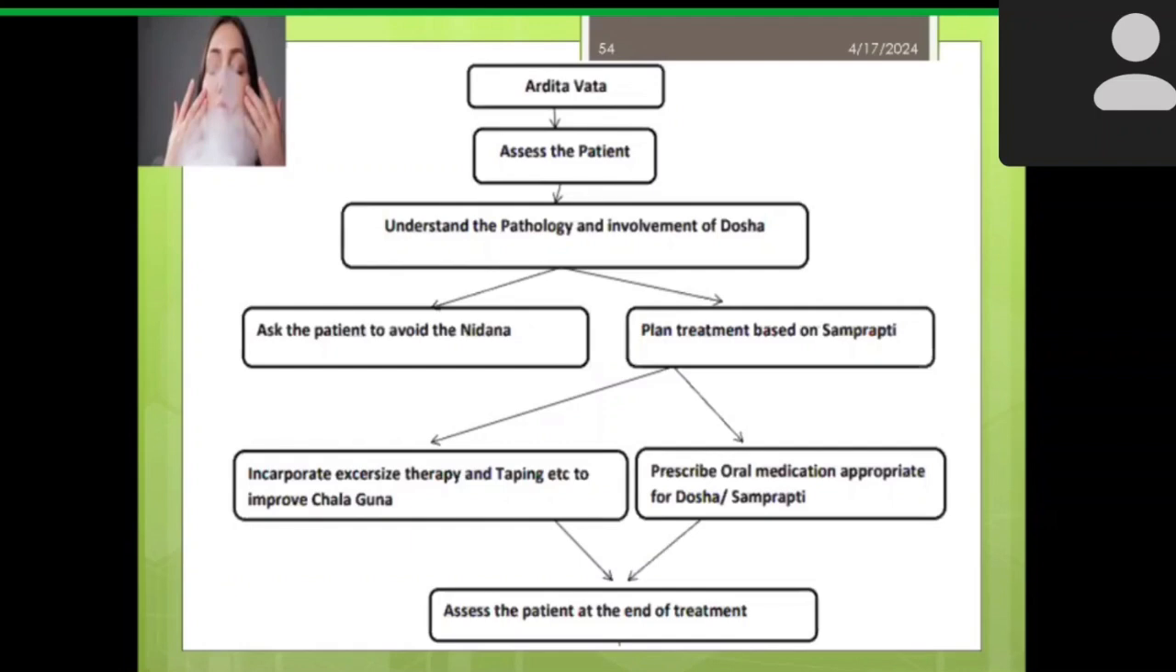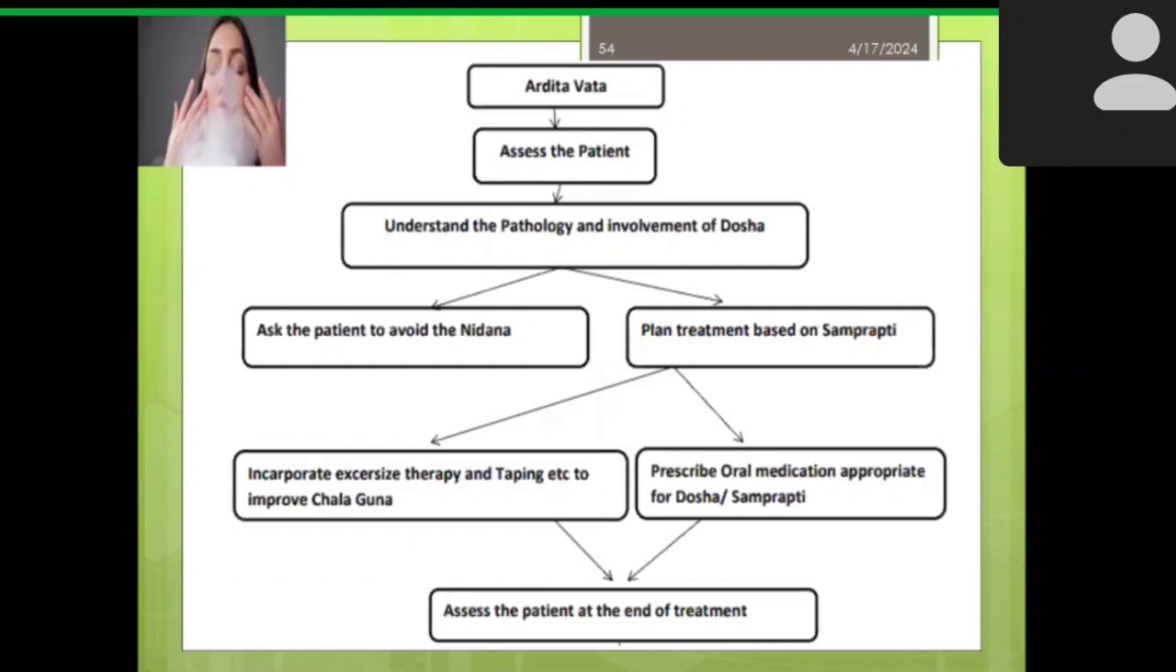It's a very, very important one, because most of the time patients continue their own nidana, like taking ice cream and sitting in the AC room. This is absolutely not acceptable, and taking the treatment will not bring any improvement. Plan treatment based on samprapti and incorporate exercise therapy and taping, etc.